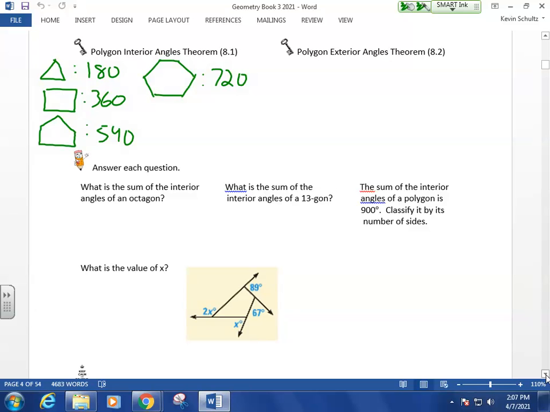So is there some sort of formula that will allow us to relate the number of sides a figure has to the sum of its interior angles? Yes. There is. Good. Now what is it? Noah?